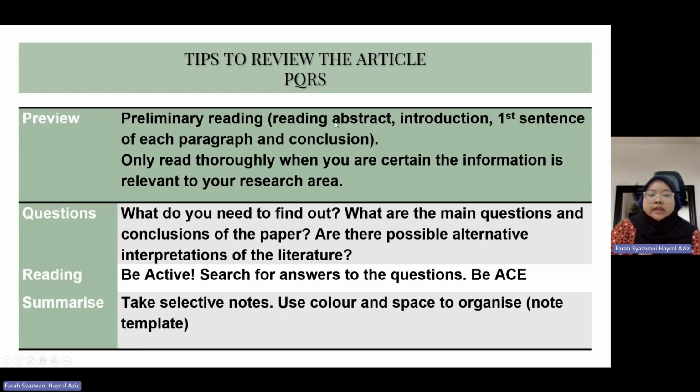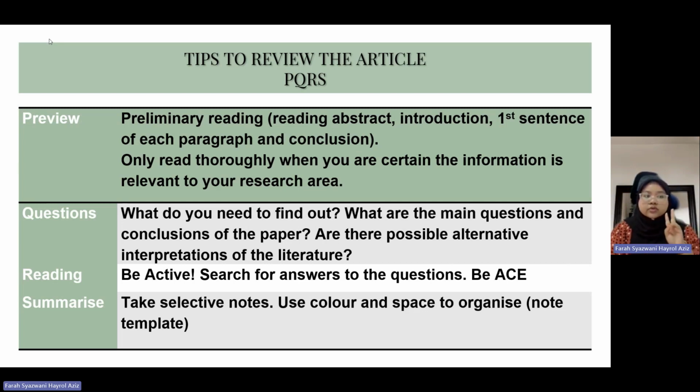All right. There are several tips for you to do a literature review or to review an article. One of the key tips that I always tell my students is PQRS. This is the acronym. P preview, Q questions, R reading, and S summarize. Preview, P, is when you do a preliminary reading. You have to read the abstract, introduction, first sentence of each paragraph, and conclusion. Remember, read the abstract, the introduction, the first sentence of each paragraph, and also the conclusion. You only read thoroughly when you are certain that the information is relevant to your research ideas.